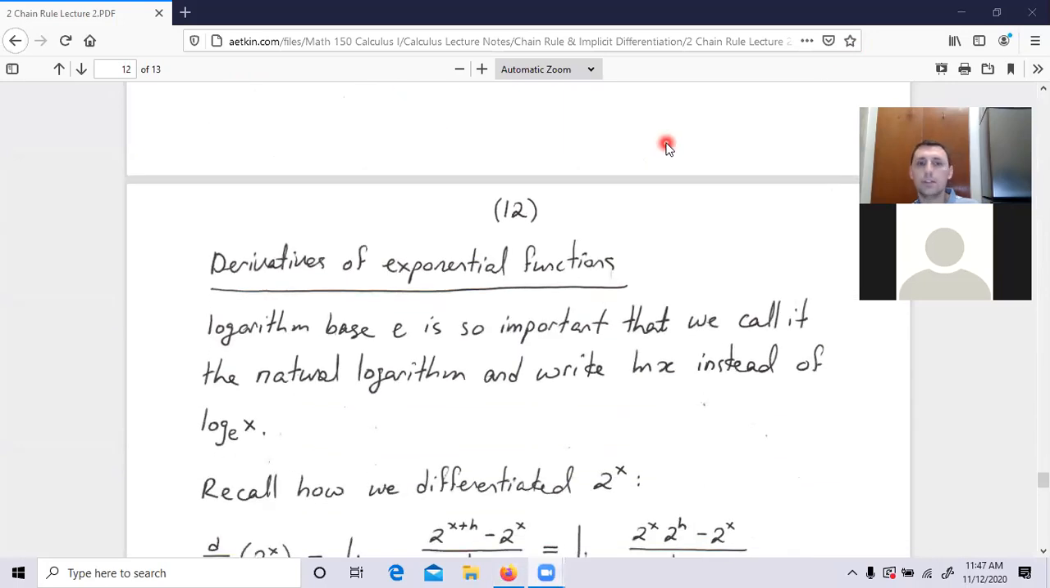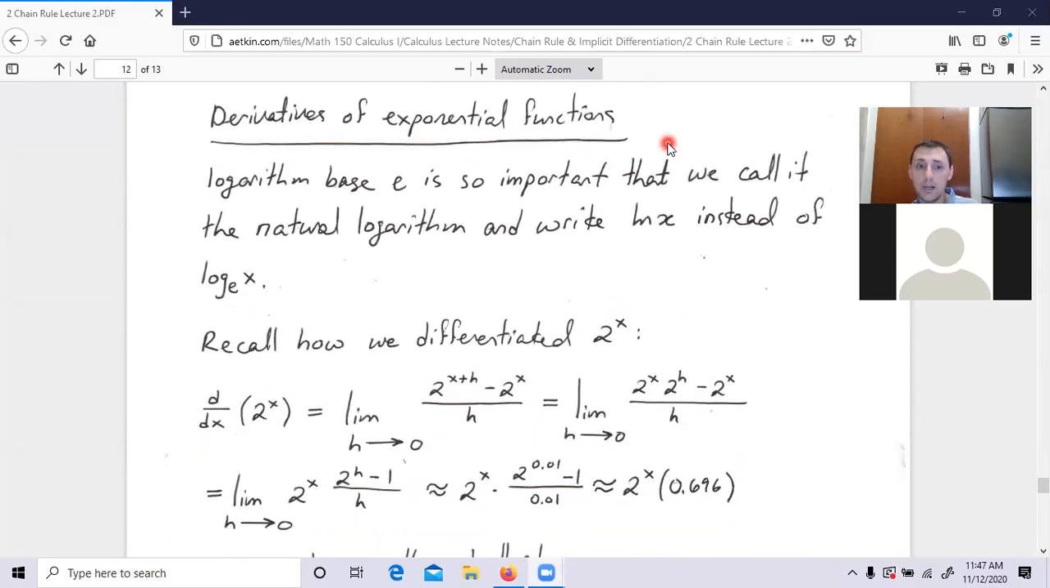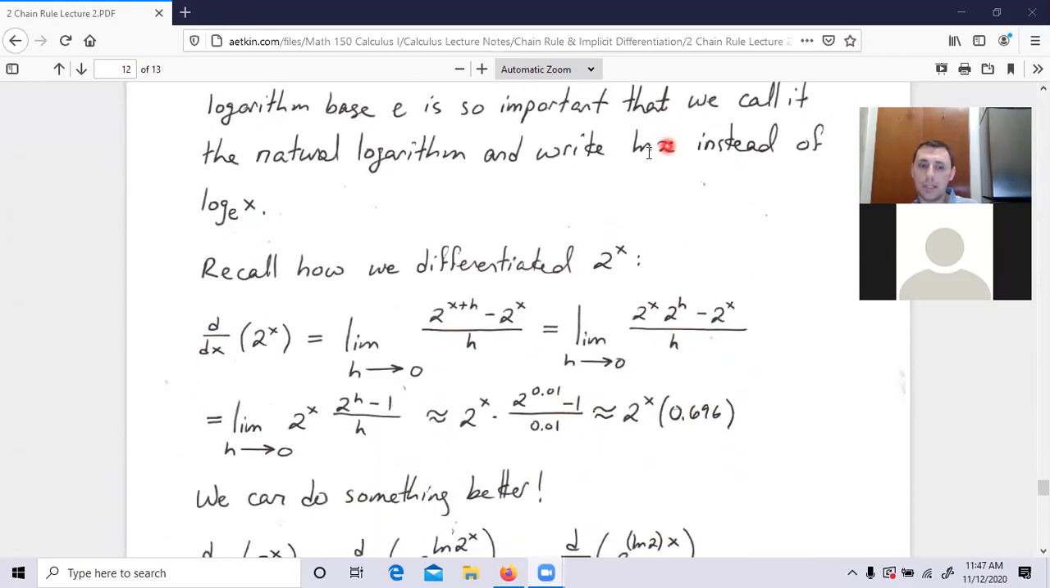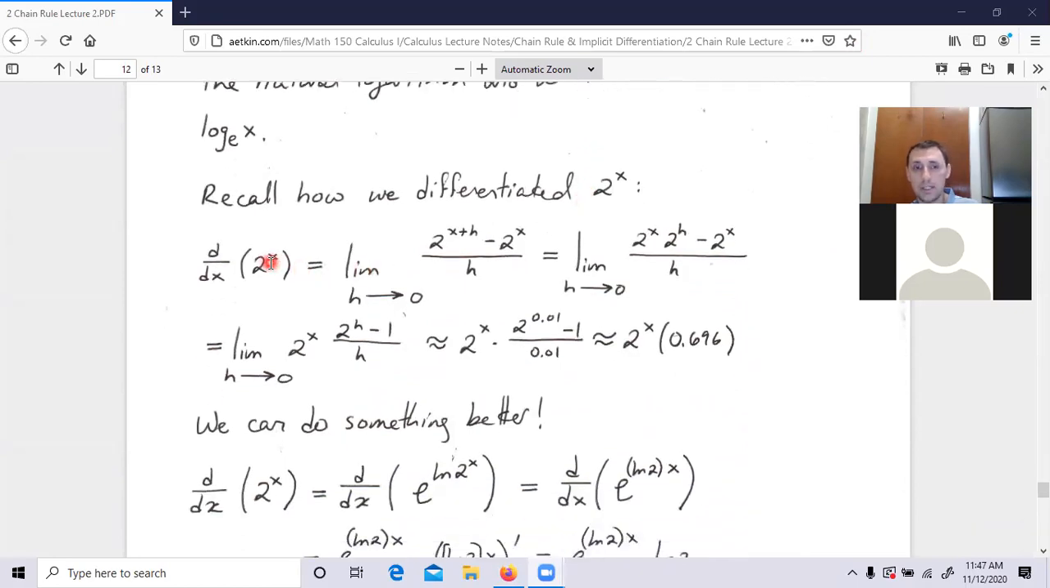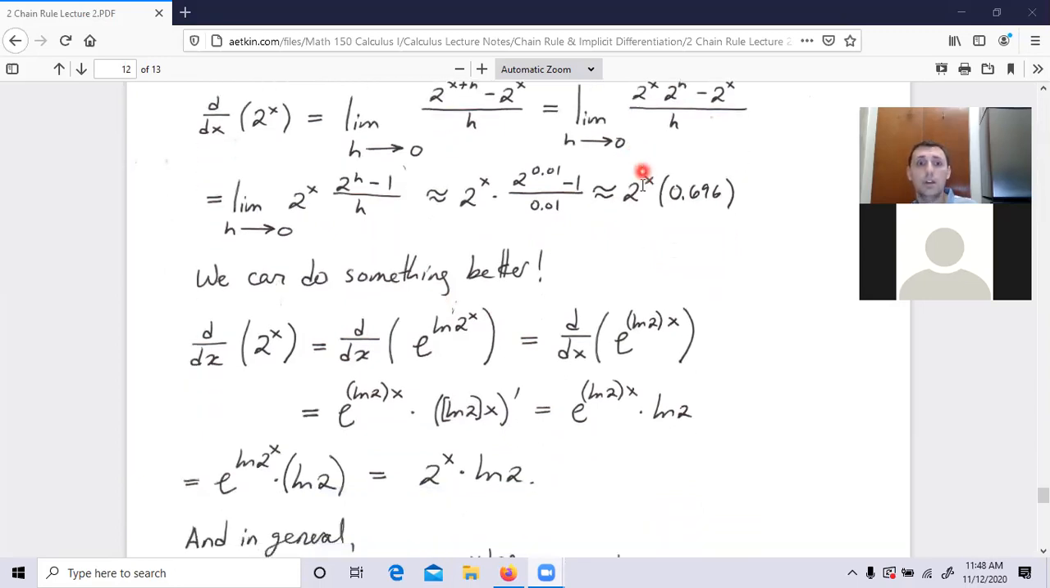So now let's return back to the problem of finding derivatives of exponential functions. Remember what we did when we started. We took the derivative of 2 to the x, and what did we write? We wrote something like 2 to the x plus h minus 2 to the x, divided by h. We factored out the 2 to the x, and we found that this limit is approximately, let's say, 0.69, whatever it is, right? But now we can actually find the derivative precisely. What is it precisely?